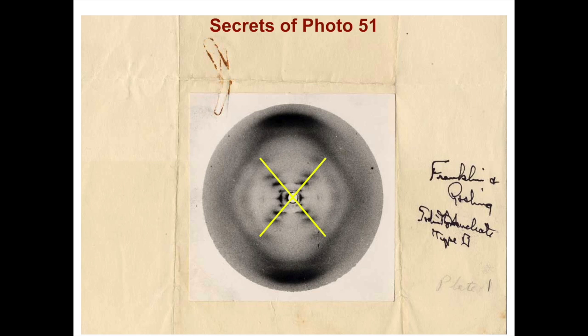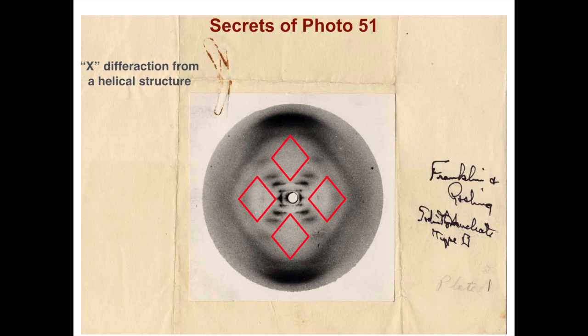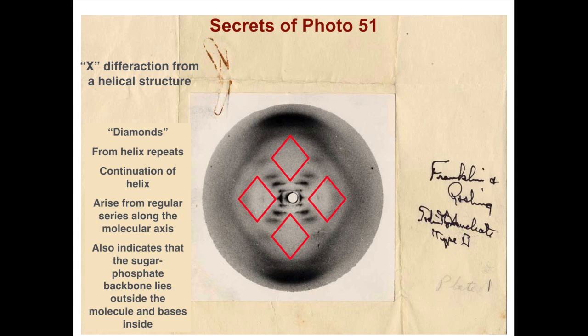The X that you can see here shows that this type of diffraction can come from a helical structure. The diamonds that you see here come from helix repeats, a continuation of the helix, and arise from regular series along the molecular axis. It also indicates that the sugar phosphate backbone lies outside the molecule and the bases are inside.